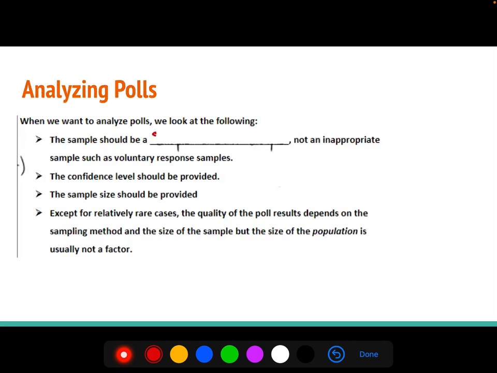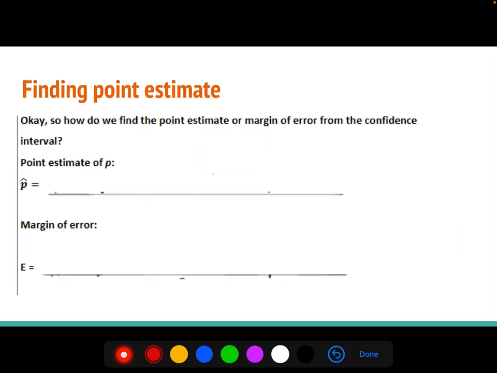The sample should be a simple random sample. No voluntary response ones. Your confidence interval should be provided, like 95%, that kind of thing. Your sample size should be provided, like 1,487 adults. And rarely do we even care about the size of the population. It's usually the sample size we care about.